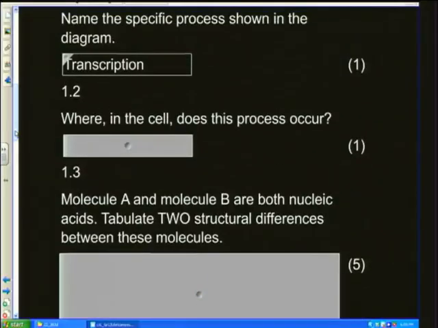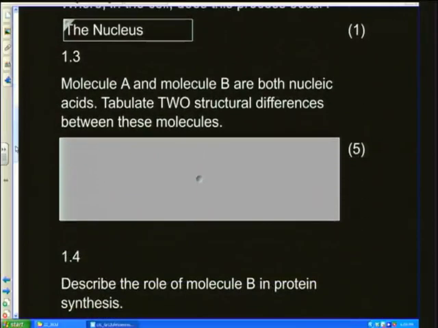Where in the cell does this process occur? If you know that it's transcription, you should know that transcription takes place in the nucleus. Molecule A and B are both nucleic acids. Tabulate two structural differences between these molecules.